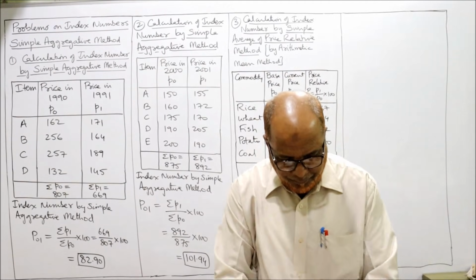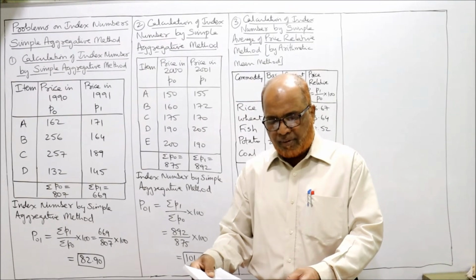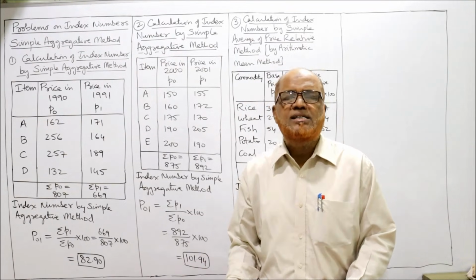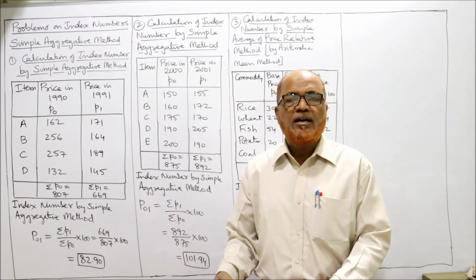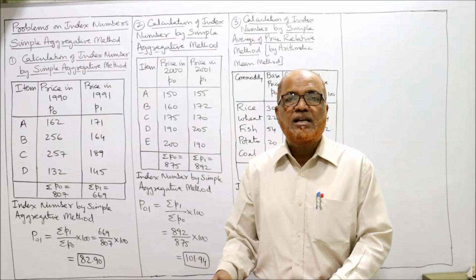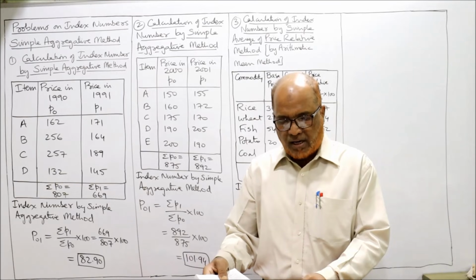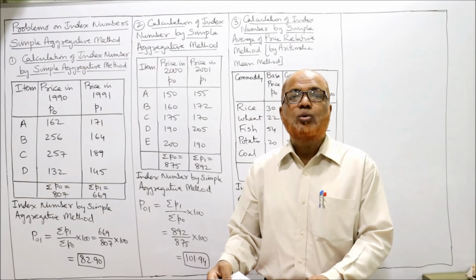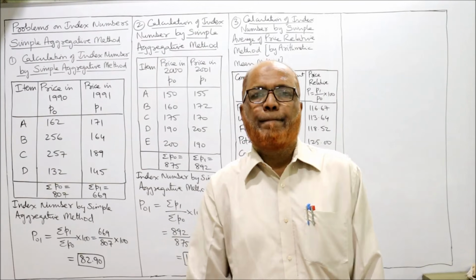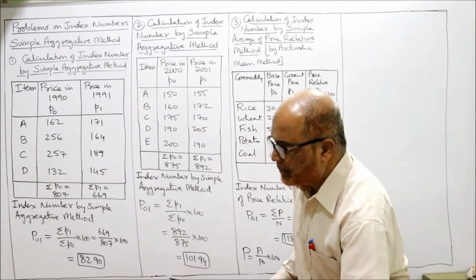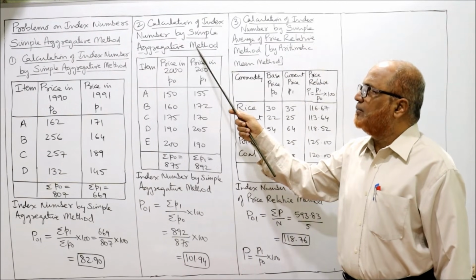Second problem. From the following data, calculate index number by simple aggregative method for the year 2001. Exactly similar. Simple aggregative method. Current year 2001. The base year is given in the problem, 2000. The prices in base year 2000 are given. Prices of current year 2001 are given for the items A, B, C, D, E. So here, exactly the same table I am preparing now. Calculation of index number by simple aggregative method.